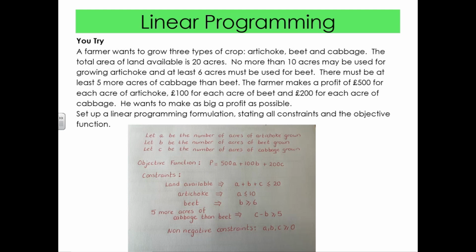Okay. So it says there must be at least 5 more acres of cabbage than beet. So you take the amount of beet, you add 5 to that, and that's what your cabbage is, or bigger. So I would put C is bigger than or equal to B plus 5. But you might want to think of an example. If there were 5 acres of beet, there has to be 5 more acres of cabbage. So there'd have to be at least 10 acres of cabbage. Does that fit with what I've put in there? You can adjust accordingly. Okay, but I think those are the hardest ones to come up with. And non-negative constraint as well. All right.